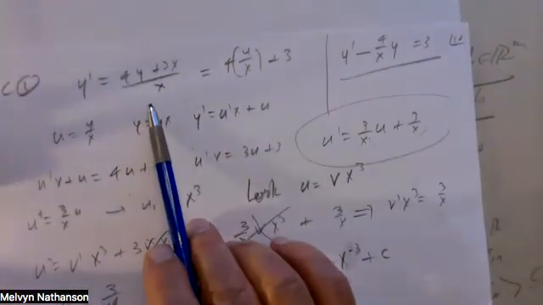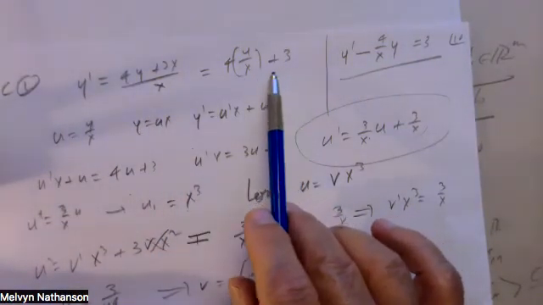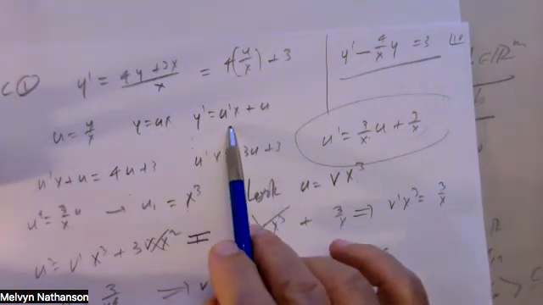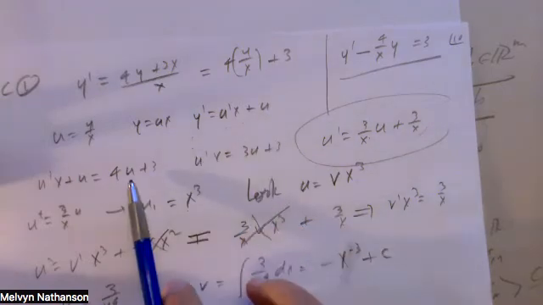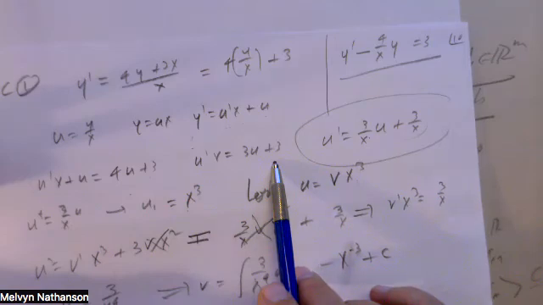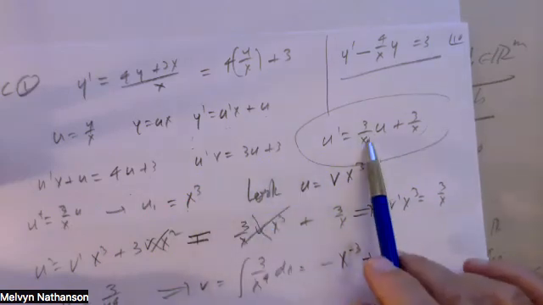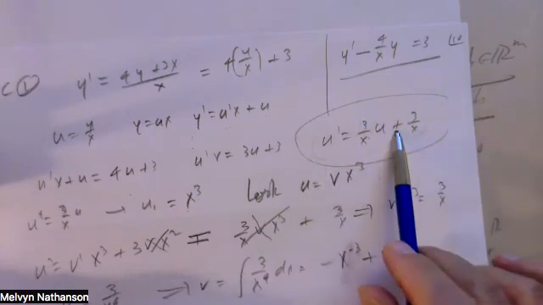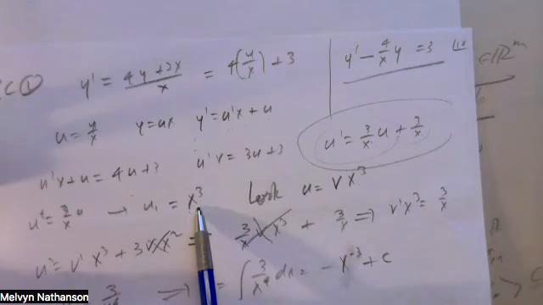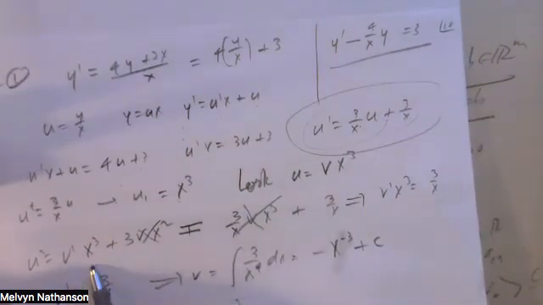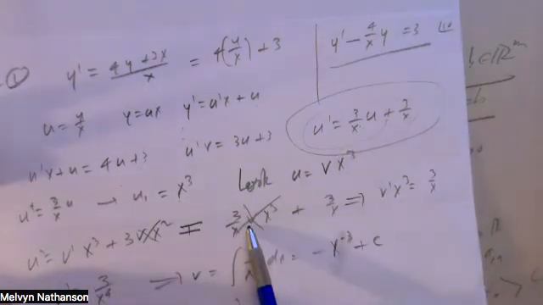So y prime is 4y over x plus 3. So y prime, which is u prime x plus u, is 4u plus 3. So u prime x is 3u plus 3. So u prime is 3 over x u plus 3 over x. The solution of the homogeneous equation u1 is x cubed. So I look for a solution v times x cubed. So u prime is v prime x cubed plus 3vx squared. And that's supposed to equal 3 over x times u.